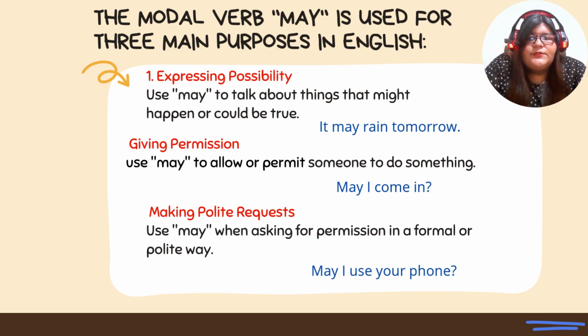It may rain tomorrow. I am here thinking about the possibility that tomorrow it could rain. So we will use may. It may rain tomorrow. Then we have giving permission. Use may to allow or permit someone to do something. For example, may I come in? Then we have making polite requests. Use may when asking for permission in a formal or polite way. For example, may I use your phone? You will sound more educated and more accurate in the language if you use modal verbs.